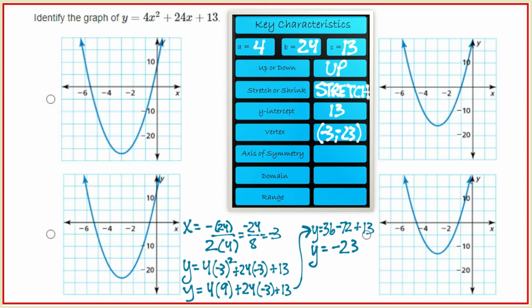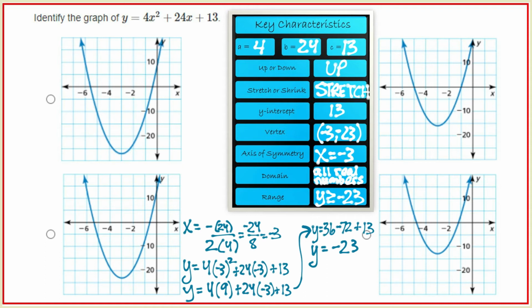Our axis of symmetry is going to be at x equals negative 3. Our domain is all real numbers. And for our range, this graph opens up, so every point is going to be above the vertex. And our vertex is at negative 23. So every y-coordinate is going to be greater than or equal to negative 23. Now we know all of our key characteristics.